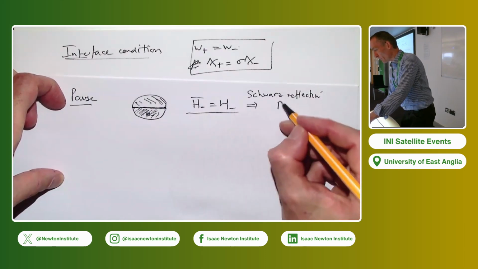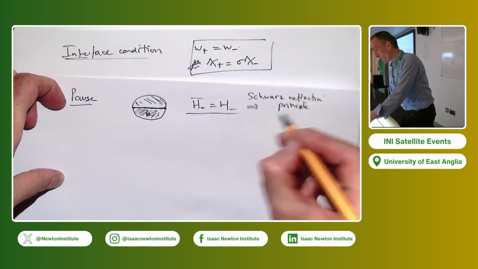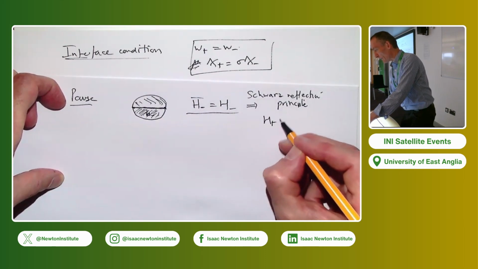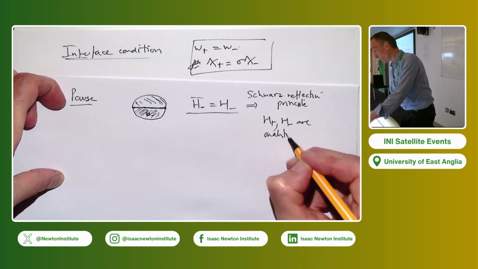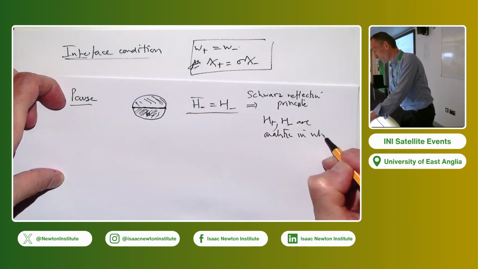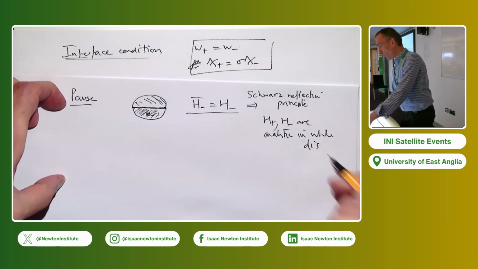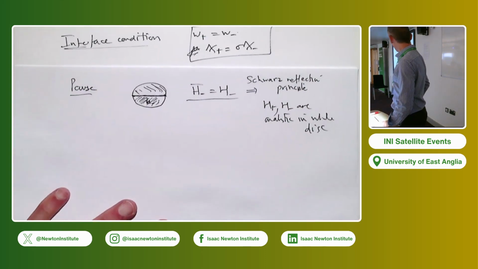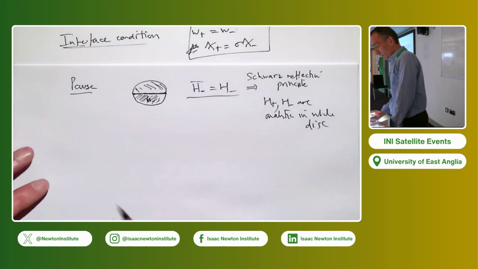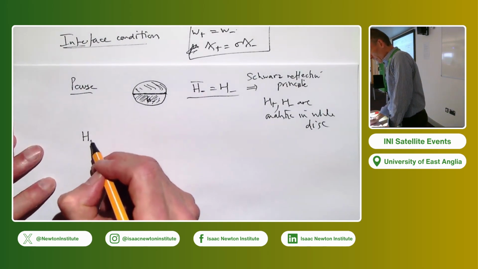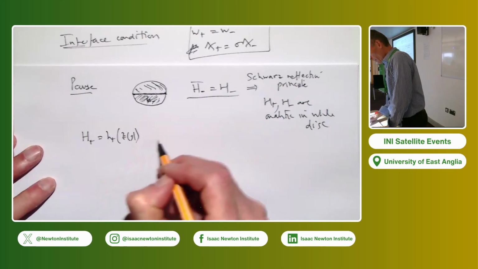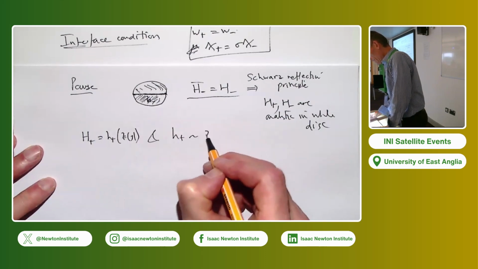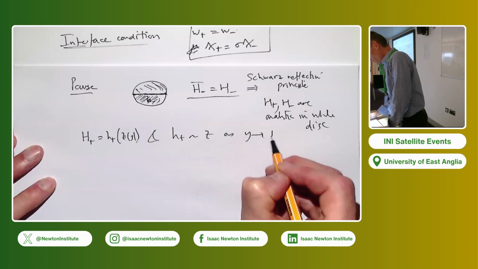So the Schwarz reflection principle, based on this no slip condition, implies H plus and H minus, it turns out, are analytic in the whole disk, except H plus has a simple pole at the origin. Why is that? H plus is H plus of Z, remember? And H plus needs to go like Z as Y tends to plus infinity.